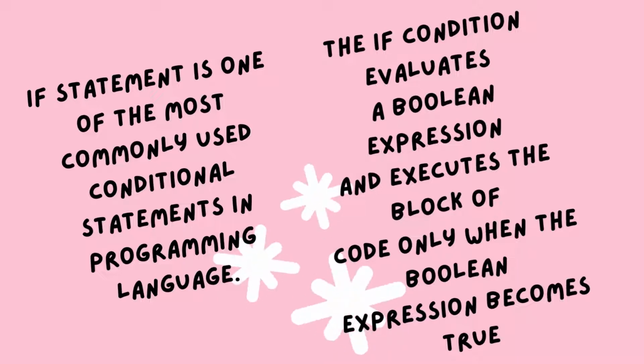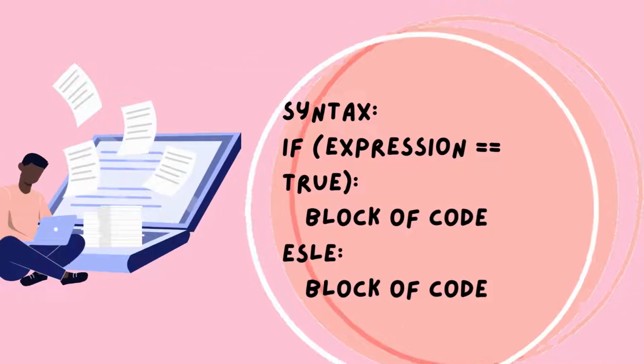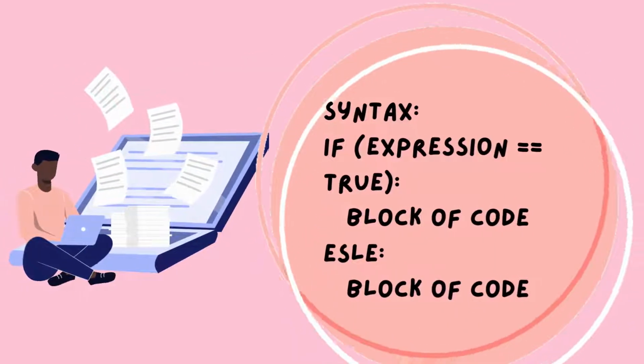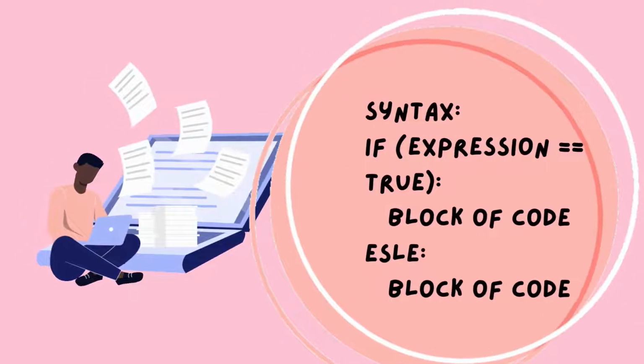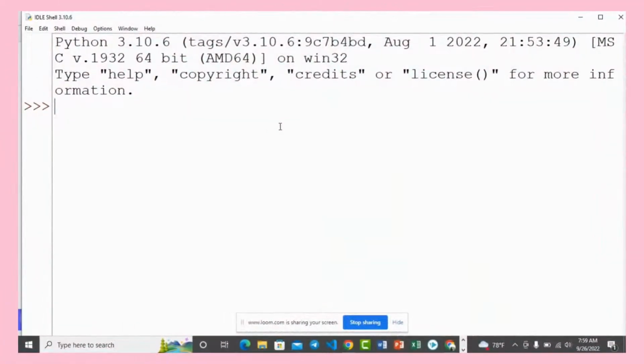Now, let me give the syntax of if statement. So syntax: if expression equals to true, block of code, else block of code. In this example, we are going to use two variables, variable x and variable y. Using these two variables, we are going to check whether y is greater than x or not using if statement in Python. So let's begin.